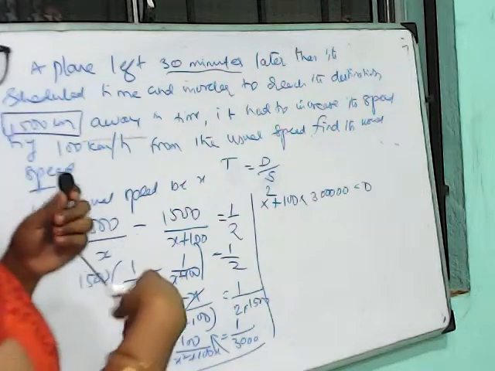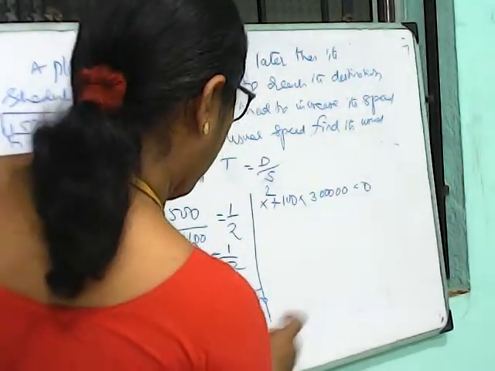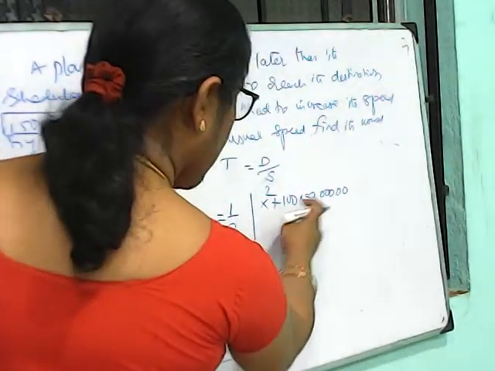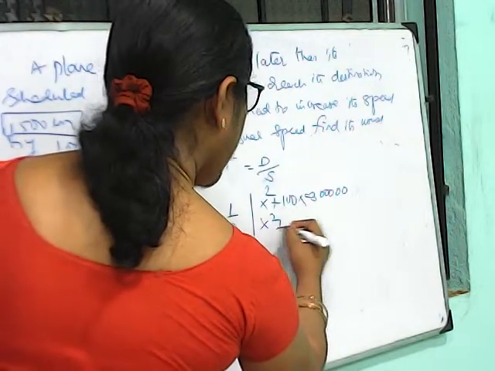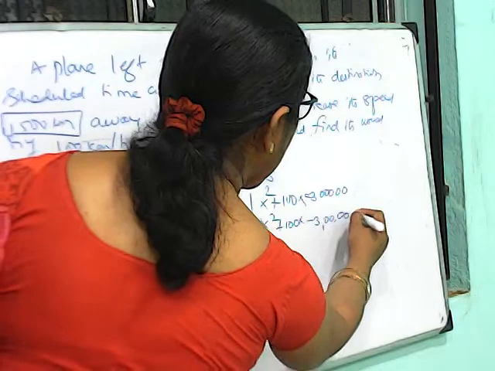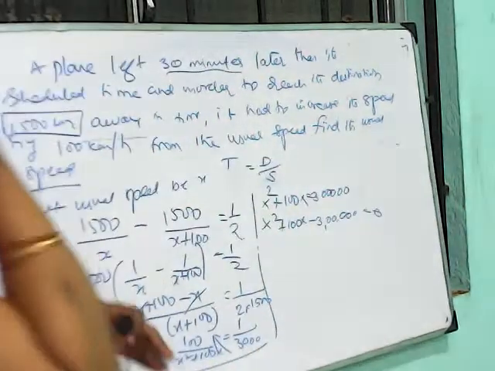Yes, now this is a quadratic equation. Now I am going to frame it as an equation. So x square plus 100x minus 3 lakhs is equal to 0.